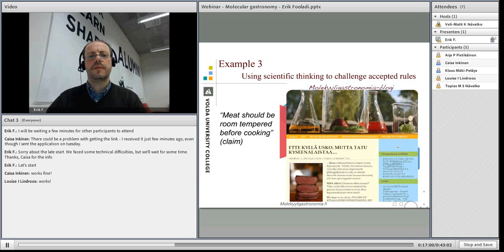Okay, so this is a claim, but is it true or is it not? Because we have been doing this for decades. And it's a rule that you would find in any cookbook. Chefs on TV would say it. I think most people working with food would say that this is something you have to do. But, you know, this is a claim.